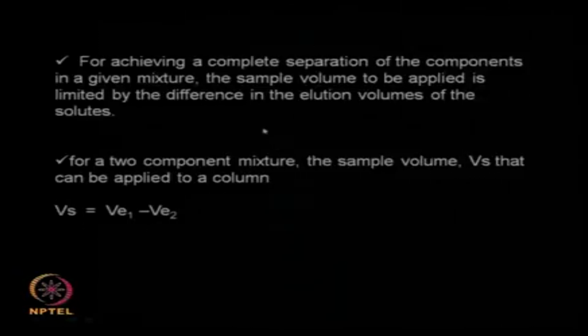So Vs, the sample volume required, will be the difference in the elution volume of solute 1 and 2. If the elution volume for solute 1 and for solute 2 are almost equal, then your Vs will become very small. What does that mean? That means we are not able to achieve a good separation. If the elution volumes for component 1 and component 2 are vastly different, then this difference also increases, so Vs also becomes very large.